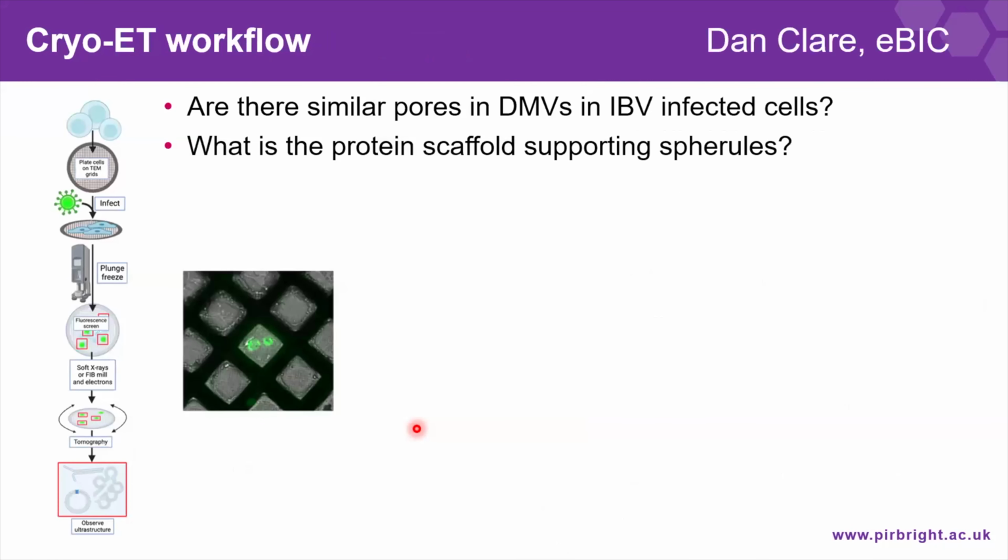Patrick's also been working with Dan Clare at eBIC to do some cryo-electron tomography. So here we're looking at a different scale of the replication organelles. We're now looking at the real protein structures. So we want to hopefully visualize pores in the DMV membranes, as has been seen for the betacoronaviruses. And also, more importantly, to see what the protein scaffold that supports the spherules is. If we can gain a better understanding there, it might be possible to infer things about function of these vesicles, but also just start us off on another series of questions.